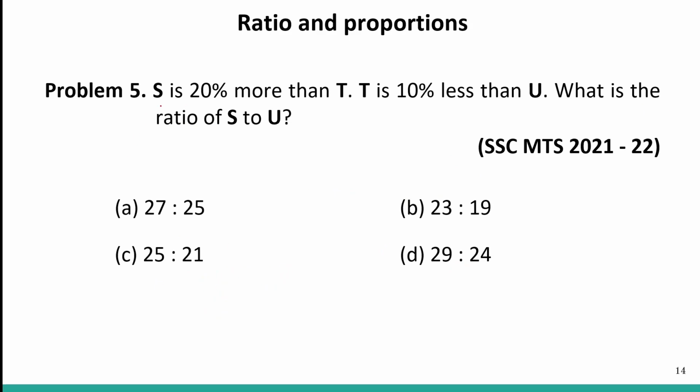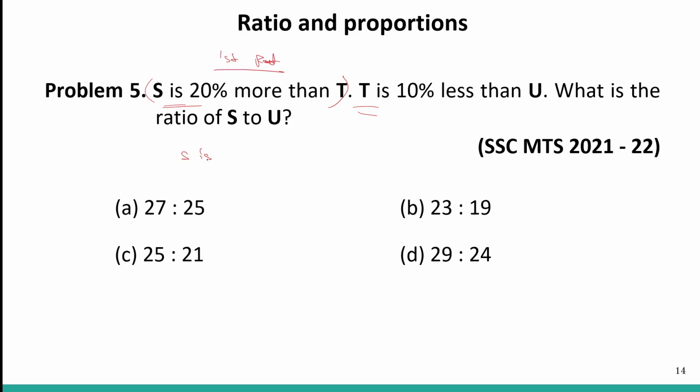If S is 20% more than T and T is 10% less than U, what is the ratio of S to U? So S is 20% more than T. So what we are given here is a word problem. Okay, so let's break it down as we have previously discussed. It is best to break down a word problem into sub-word problems. So let's get the first part.